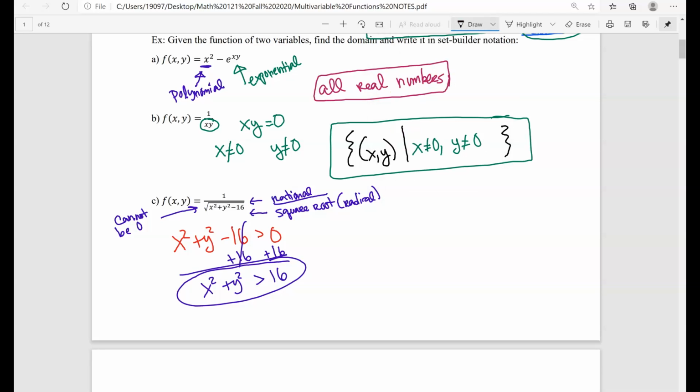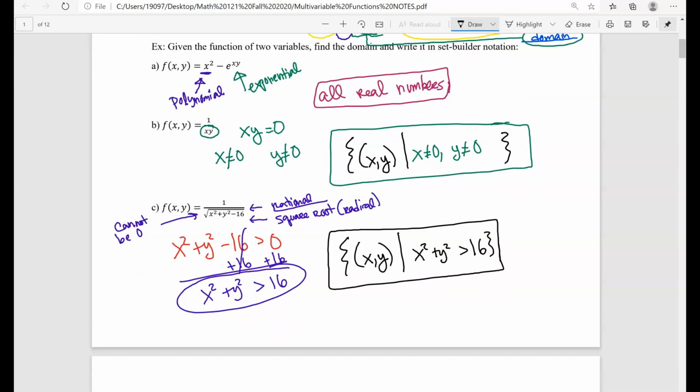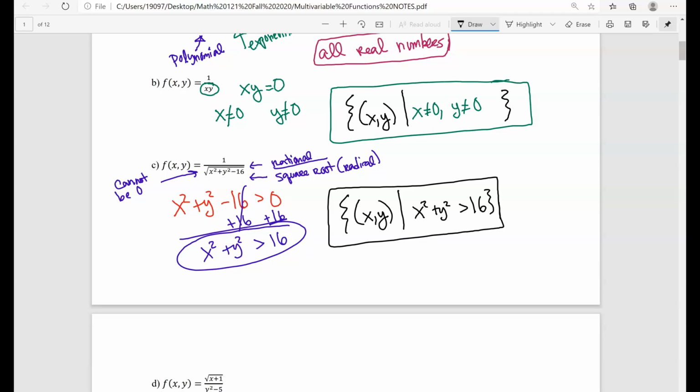So let's just write it again. All values of x and y such that, and then what are we going to put in there? This x squared plus y squared is greater than 16. We're going to write that. Okay, remember that the reason why we got rid of the equal sign was because it cannot equal that, because we're going to exclude whatever that is. So we're just going to get rid of it.